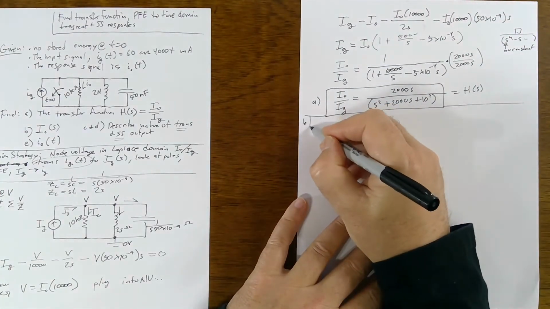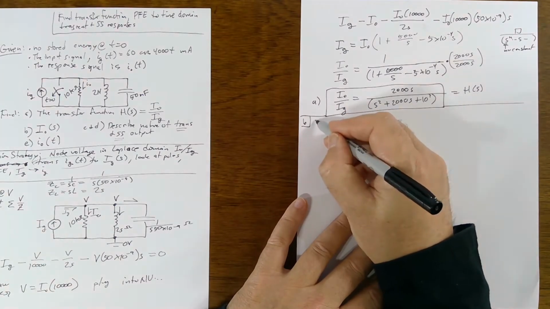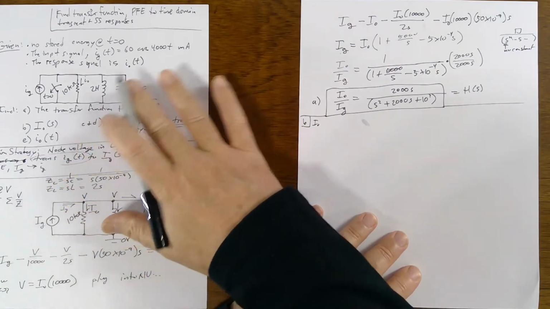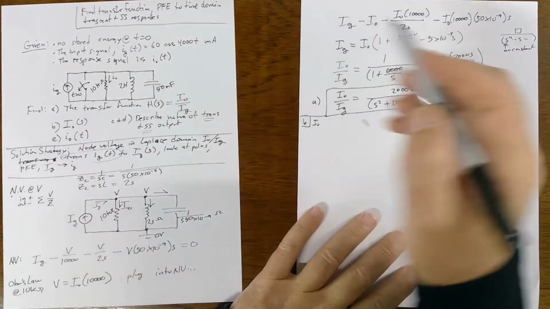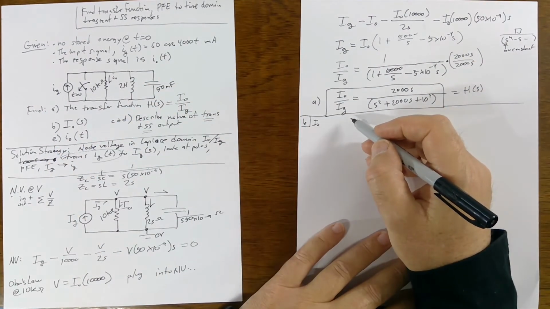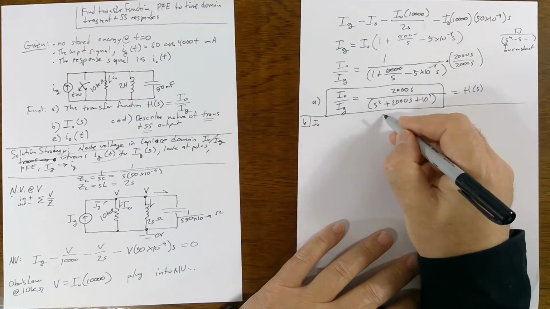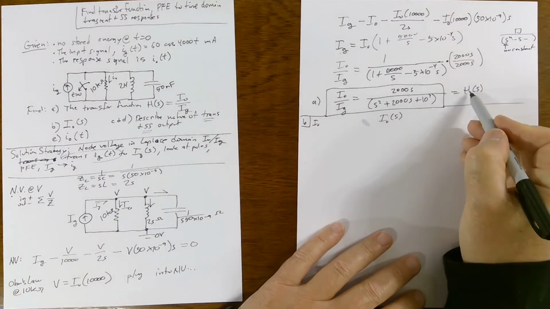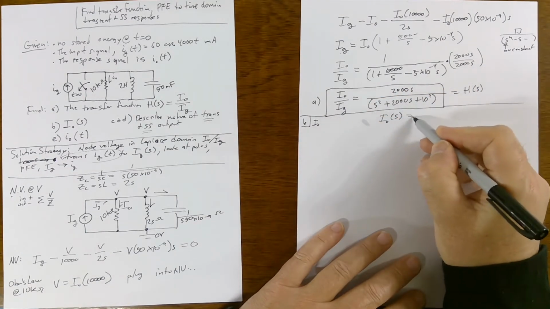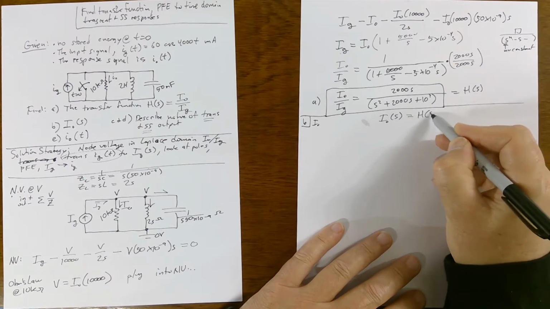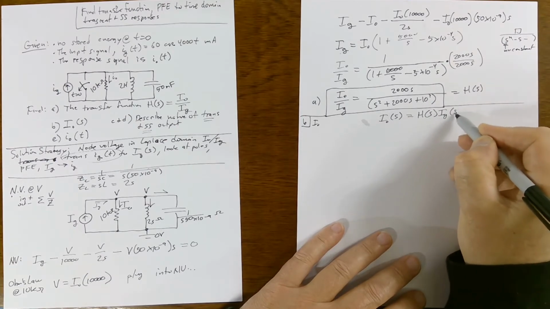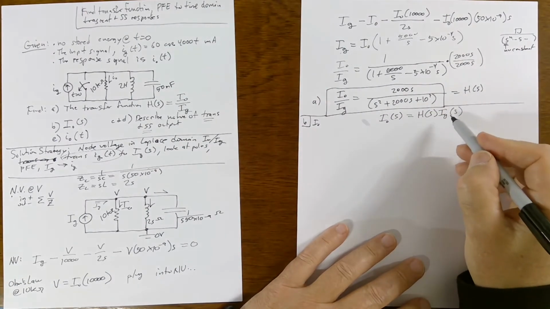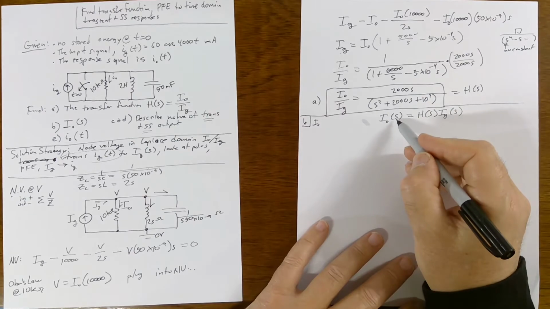Part B, we want to know what is I sub 0. So what do we do now? I sub 0 of s, just solve the transfer function, H of s is I0 over I sub g. Solve that for I sub 0, so it's going to be H of s times I_g of s. So we have H of s, this stuff with all these s's in it. If we had I sub g, we could get I sub 0 of s.